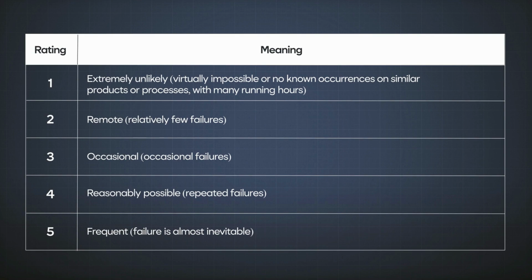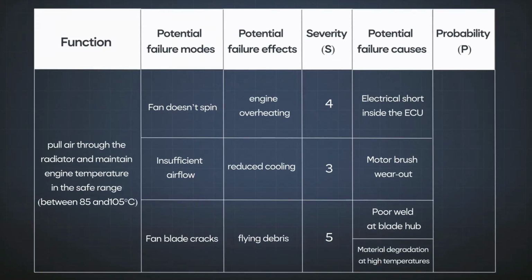After identifying all possible causes, we assign a probability score, from 1 to 5, where 1 is extremely unlikely, and 5 is frequent. Michael says motor brush wear is common in early life testing, so we should give it 5. Lena says electrical shorts are very rare, so it will take 1. As for the poor welding, it is occasional, so it takes 3, and the material degradation is also very rare, so also 1.